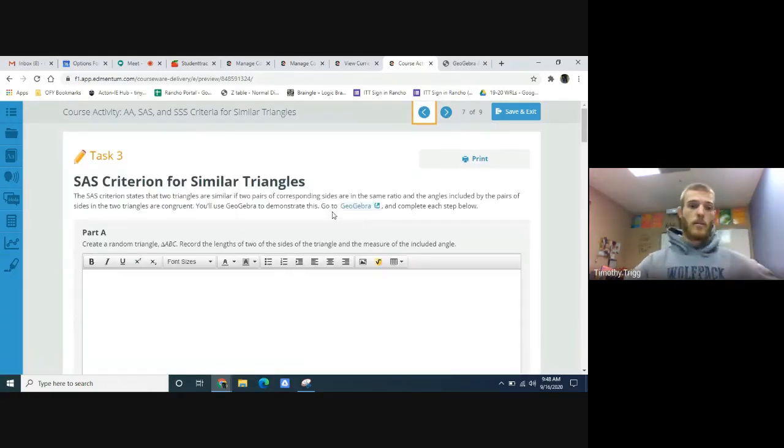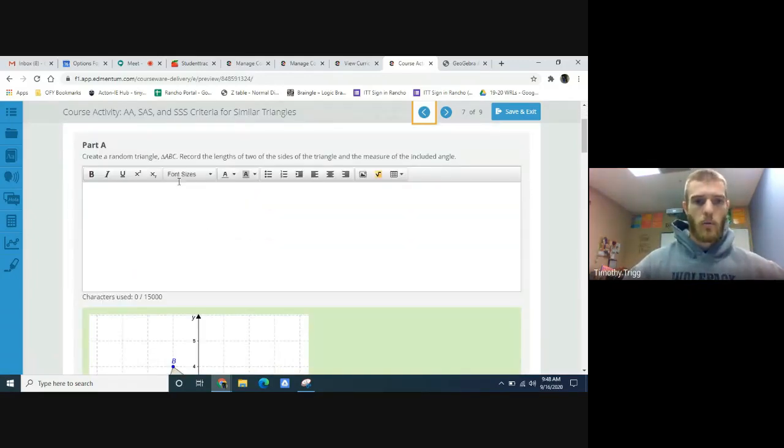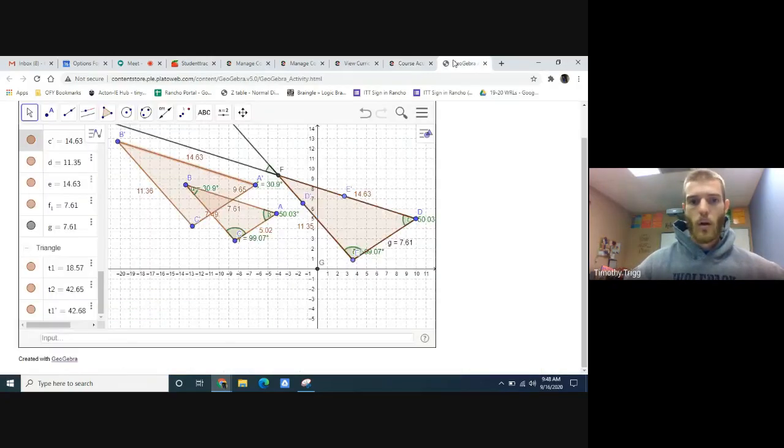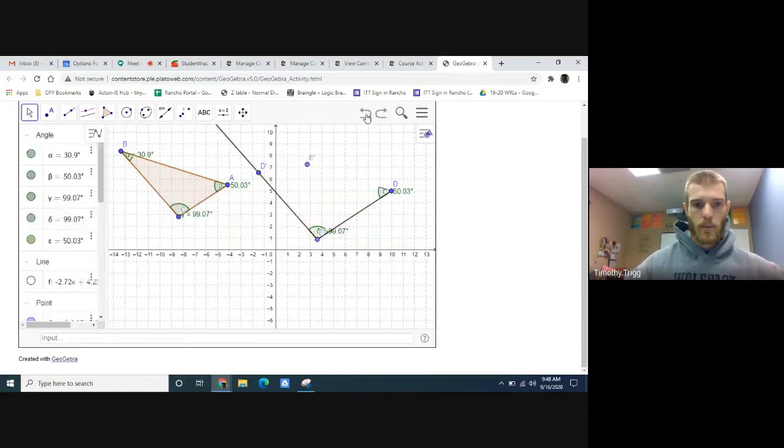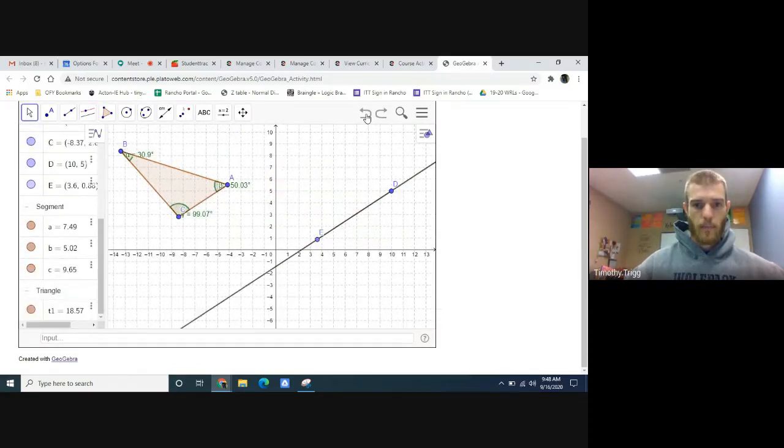Side angle side, criterion for similar triangles. Create a random triangle ABC, record the lengths of two of the sides of the triangle and measure the included angle. So I'm just going to go back all the way until we just have our first triangle, triangle ABC. We use that same triangle we had before. It doesn't really matter. You can make a new triangle if you wish. But we only want two side lengths. We need to know two of the side lengths and an included angle.